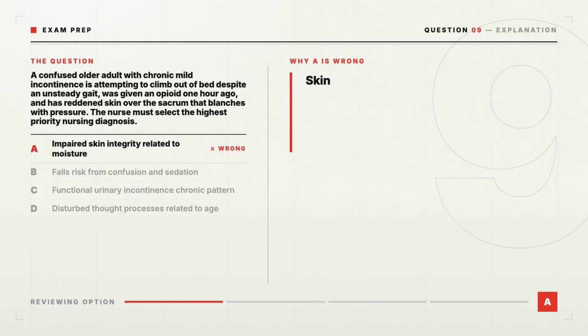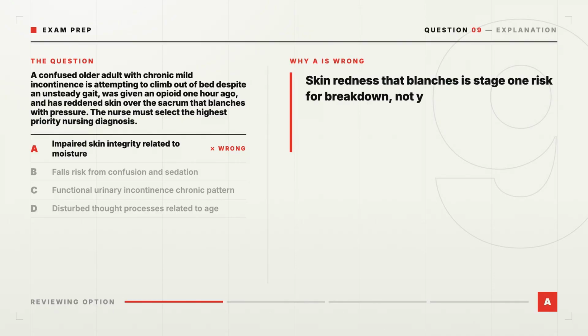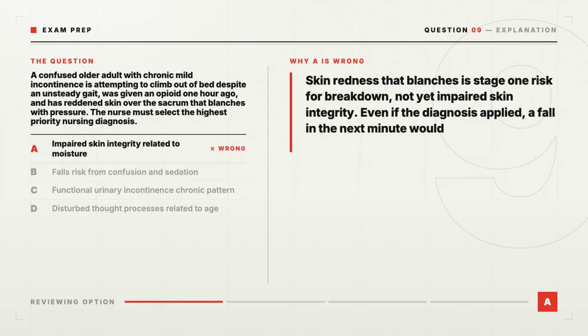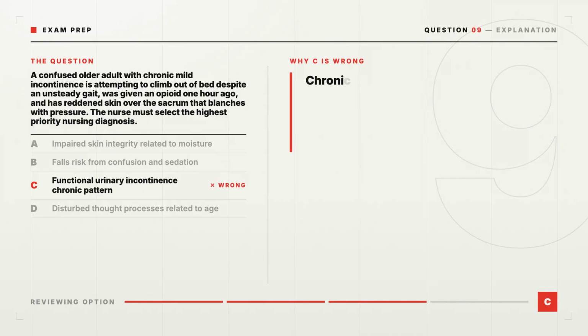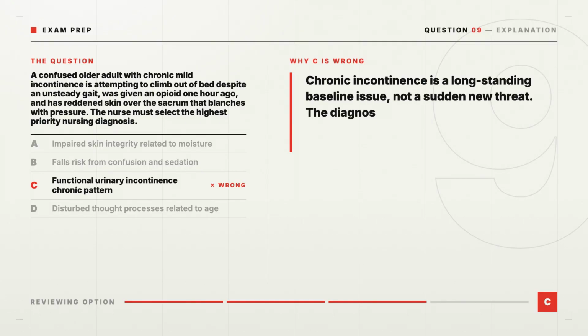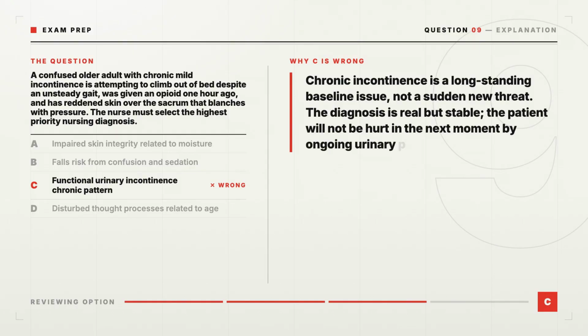A is wrong because skin redness that blanches is stage 1 risk for breakdown, not yet impaired skin integrity. Even if the diagnosis applied, a fall in the next minute would cause more immediate and severe harm. C is wrong because chronic incontinence is a long-standing baseline issue, not a sudden new threat. The diagnosis is real but stable. The patient will not be hurt in the next moment by ongoing urinary patterns.